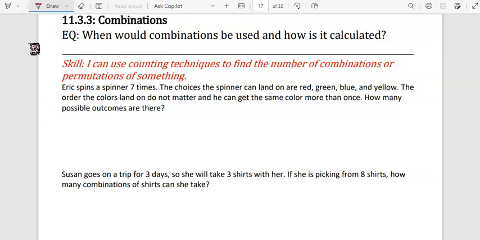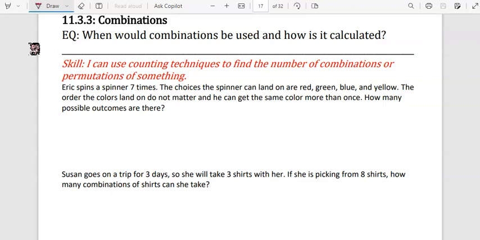11.3.3 Combinations. Essential question: When would combinations be used and how is it calculated? Skill: I can use counting techniques to find the number of combinations or permutations of something.